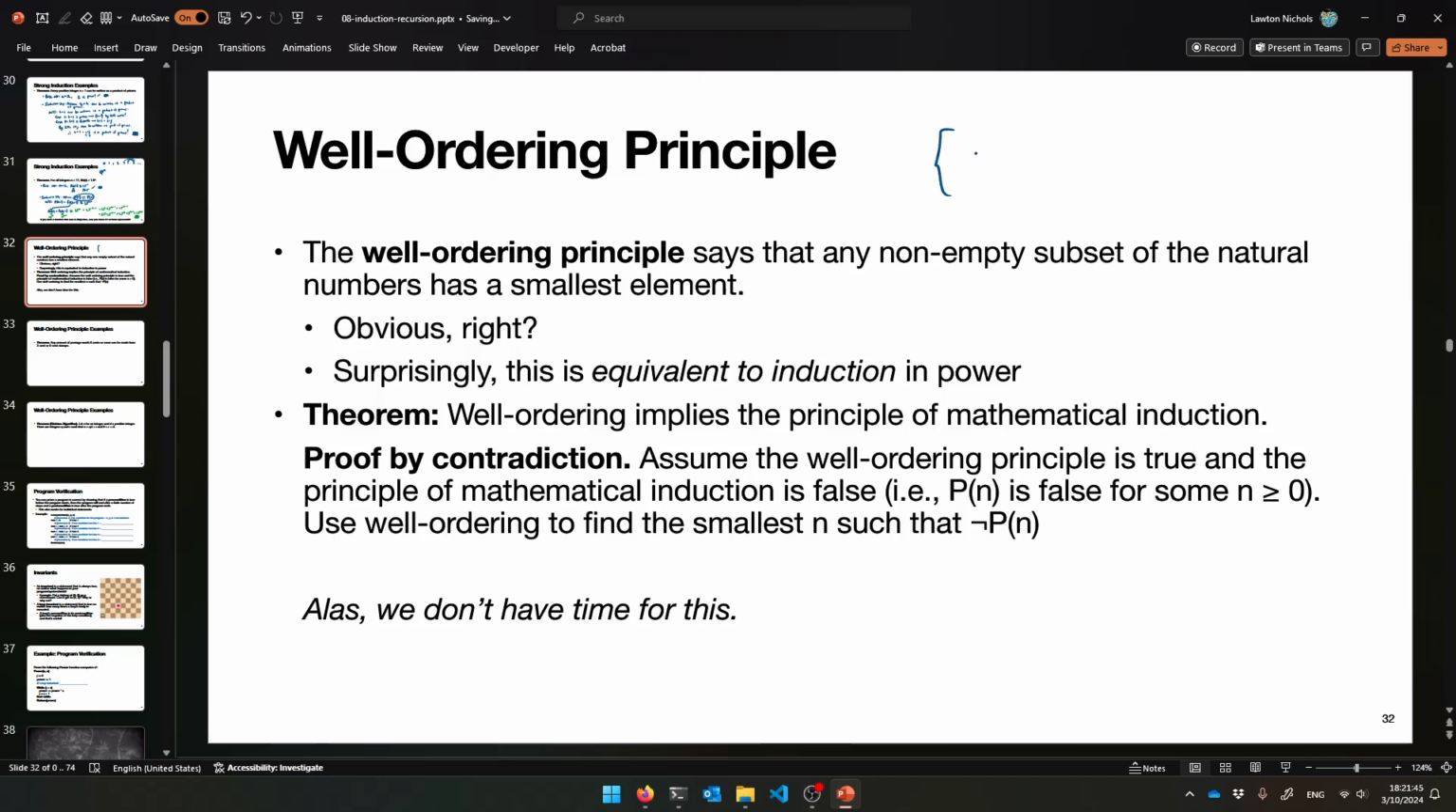You make some non-empty subset of the natural numbers: 8, 6, 7, 5, 3, 0, 9.